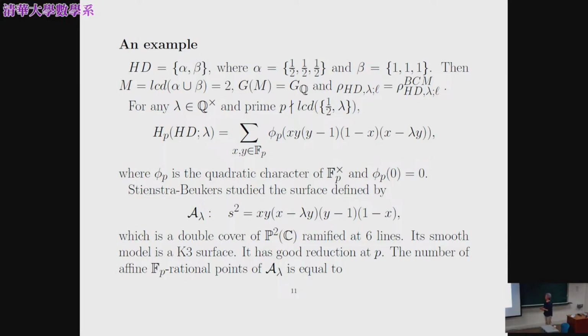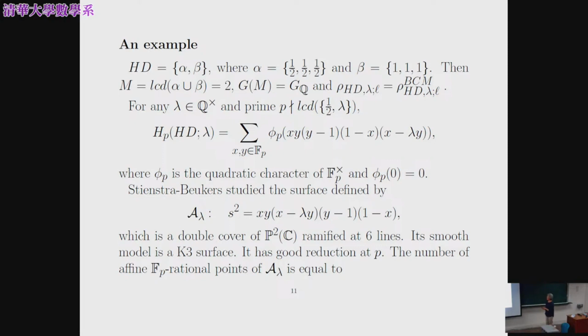Okay. I was going to give you an example so that you feel a little bit better, but I think I have to go quickly. So if the data chooses alpha of order 1/2, beta of order 1 with length 3, then the level is equal to 2, and the cyclotomic field itself is Q, so that the CATS representation agrees with the BCM representation.